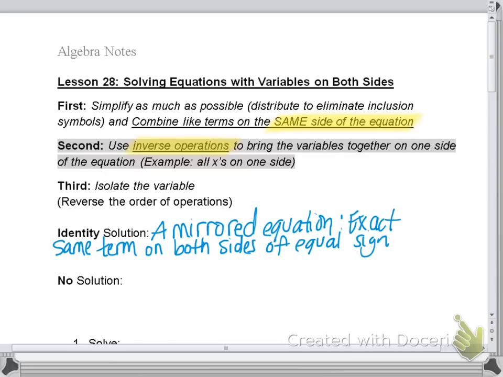An example would be if you had an equation that said 10 equals 10. It's the exact same thing on both sides of the equal sign. And what this tells you is that this equation works for all real numbers.